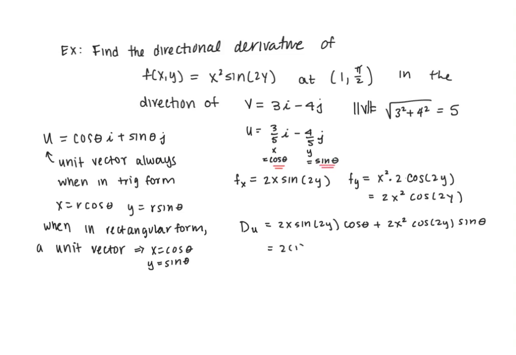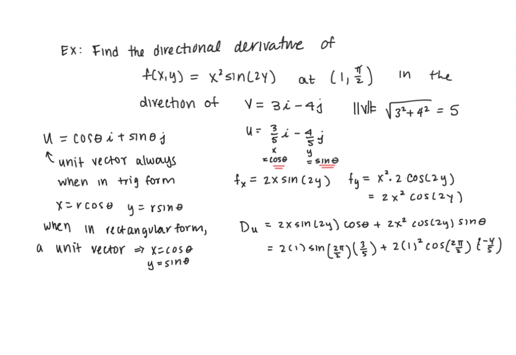So 2 times 1 times sine of 2 pi over 2. Cosine theta is 3/5, plus 2 times 1 squared cosine of 2 pi over 2. Sine theta is 4/5, negative 4/5.